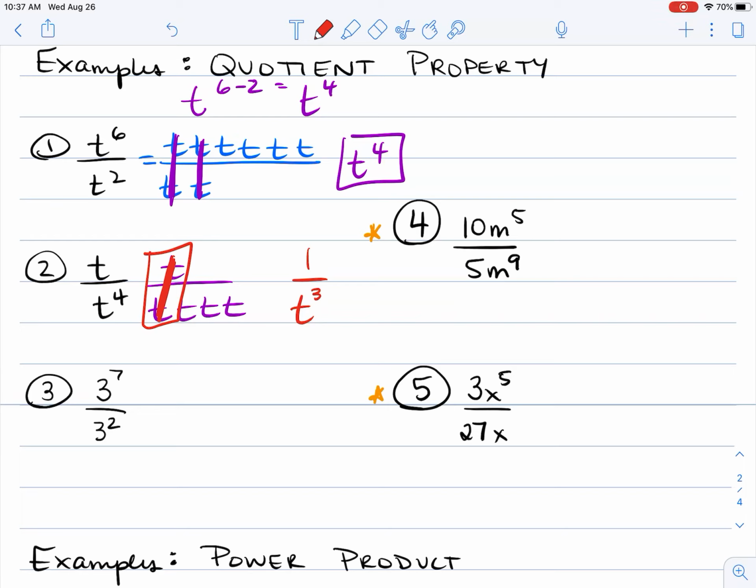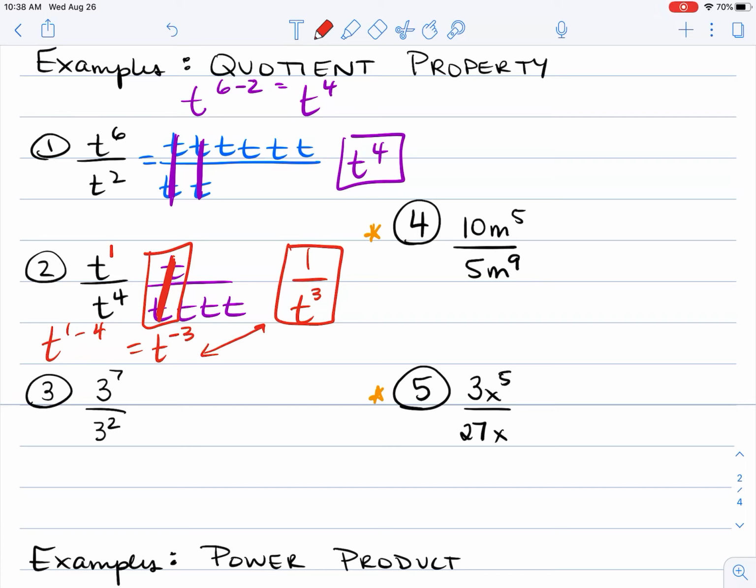Remember, if the numerator empties out, there is a 1 there. So this would be my final expression. You could have gotten that by having t to the 1 minus 4, which is t to the negative 3. And remember, we talked yesterday that anything to a negative power means to move it to the denominator. So these two things kind of mean the same thing.